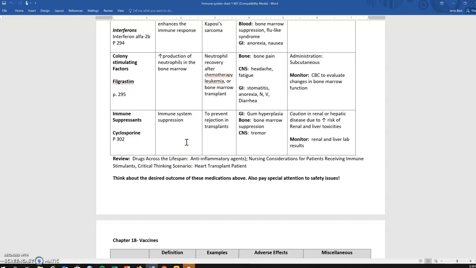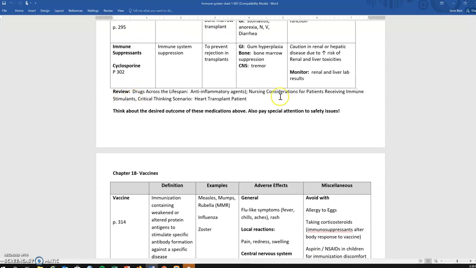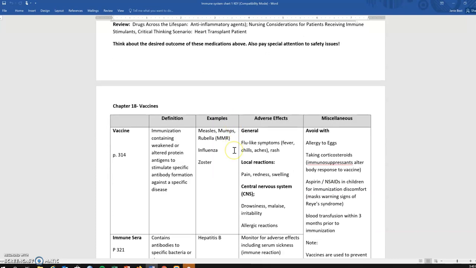to identify any issues. Review the items listed here on the chart and think about the desired outcomes of all of the medications that we talk about this semester. When you give the drug, what is it that you expect to see as an effect, and what are the complications and safety issues you need to teach your patients?